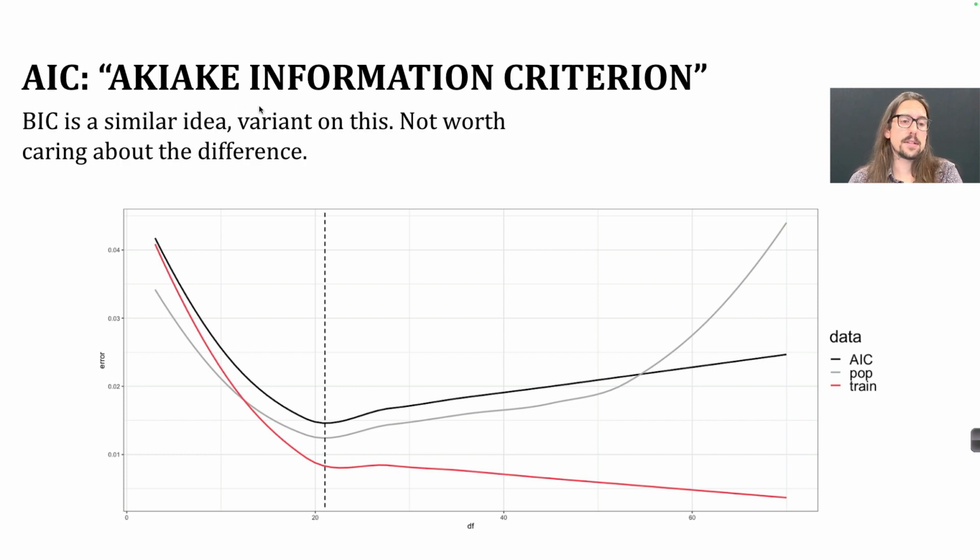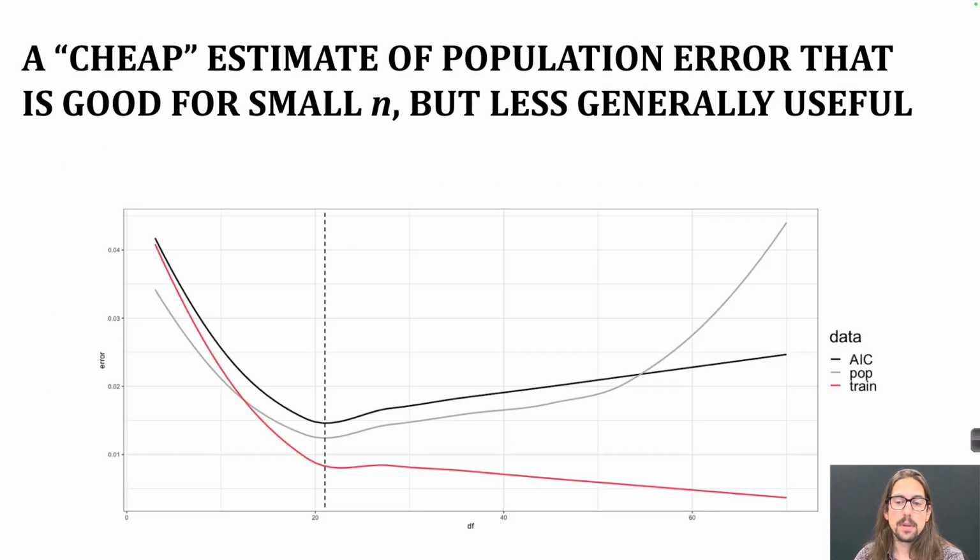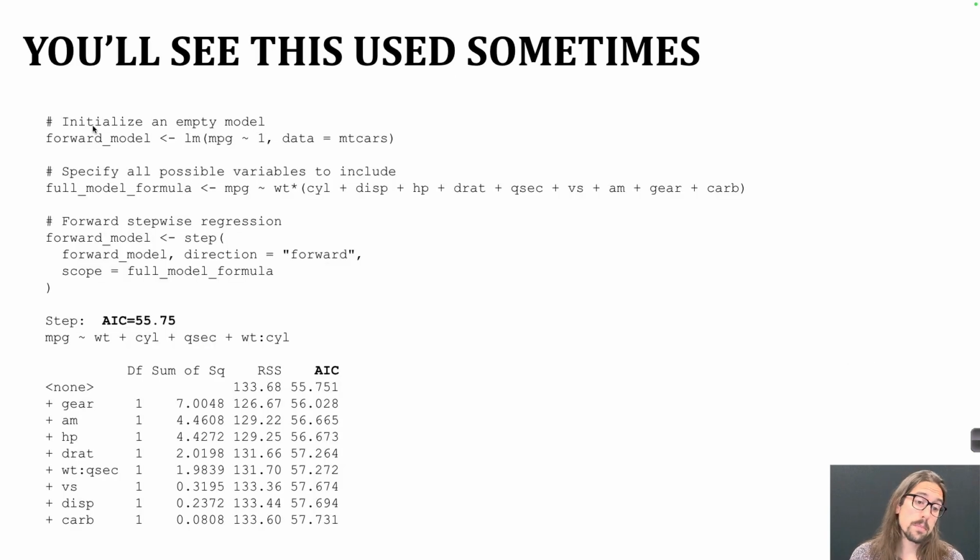So AIC, this thing is called the Akaike Information Criterion. And there's also a thing called BIC, Bayesian Information Criterion. It's a similar idea. It's a variant on this. This really doesn't matter what the difference is to you. Shouldn't care. I just want you to know what it is. It's a kind of cheap estimate of population error. It's good for small n, but it's less generally useful than looking at test error. So in 2024, test error is kind of the way to go. Unless you have very small data, in which case, yeah, okay, AIC, fine, BIC, whatever. You can use these things. You just need to recognize them because they do come up sometimes.